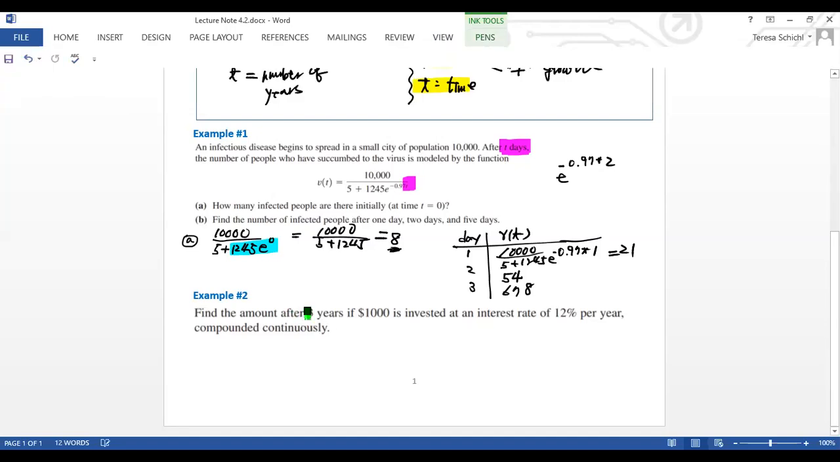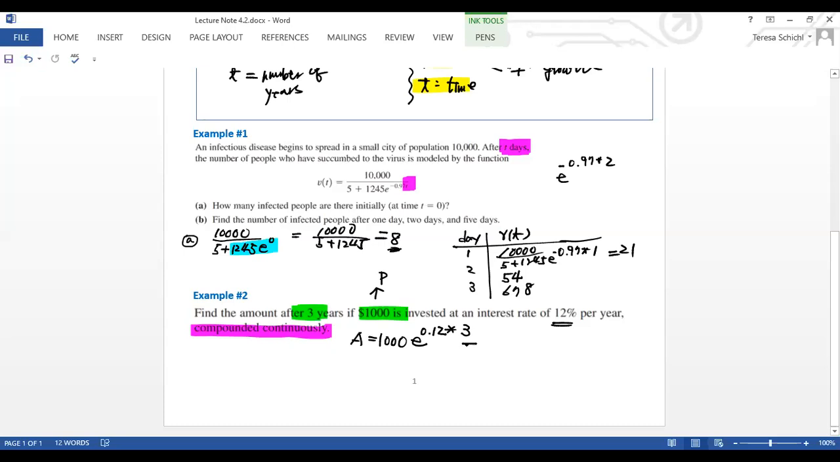Now the next one is compound interest. Let's say I want to find the money after 3 years if $1,000 is initially invested at the rate of 12%, compounding continuously. So A equals P e to the rt. P is my principal, so this is 1,000 times e to the r, which is 0.12, times 3 years.